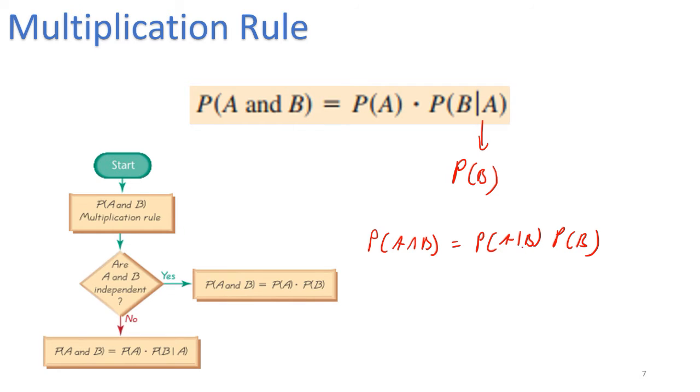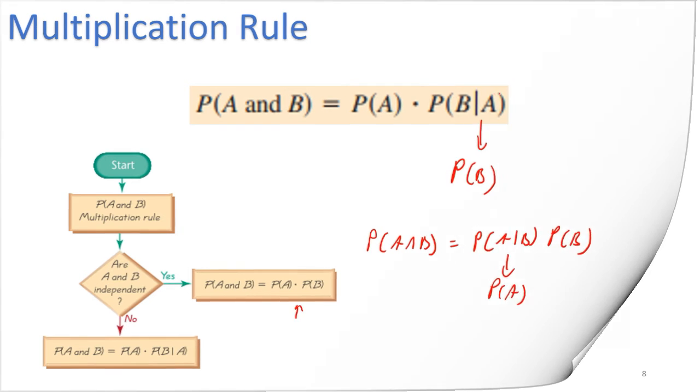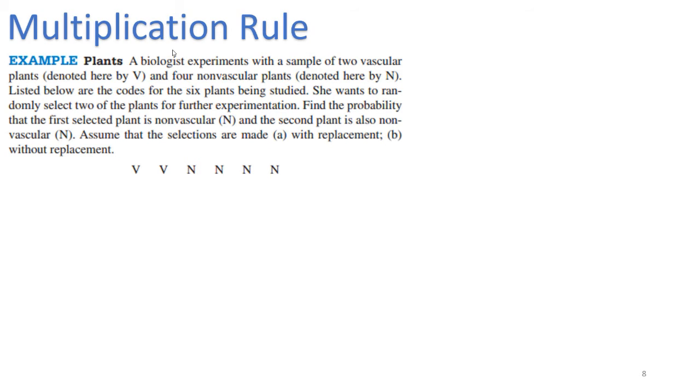And once more, if the events are independent, then the probability of A given that B occurred is simply the probability of A. In either case, if the events are independent, we end up with this. So here the focus is on finding the probability of A and B, but later on we'll be focusing more on the conditional probability, the probability of A given that B occurred, or the probability of B given that A occurred. Let's apply the rule using this example.